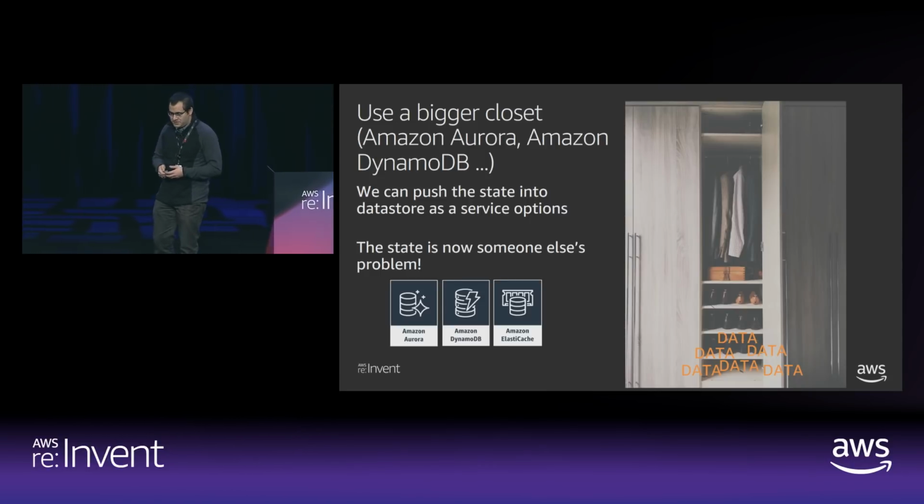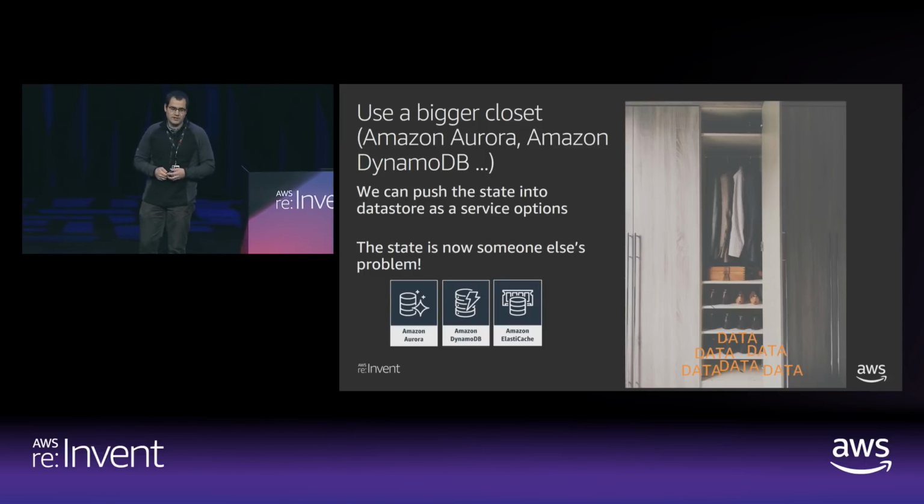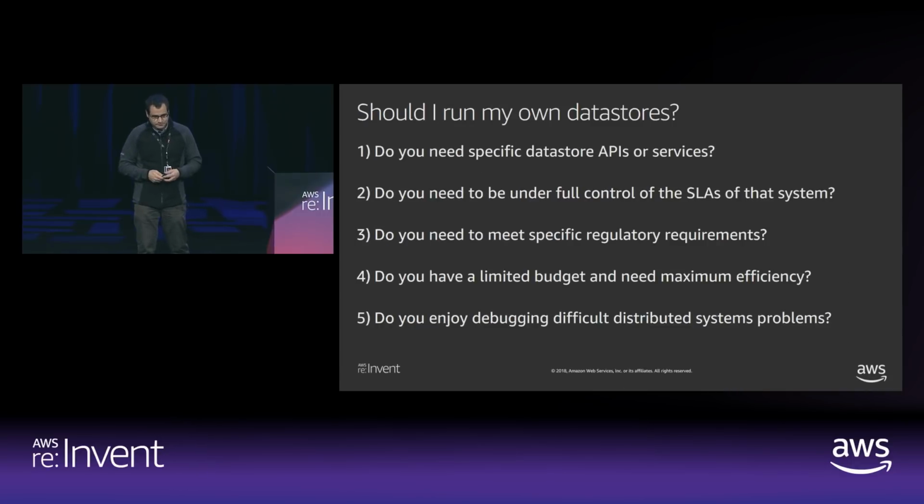So we've talked about how GP2 has trade-offs. There's another option in strategy 0 where we don't manage the state, which is that we can use an even bigger closet. Amazon has a number of really great database as a service options. Netflix absolutely makes use of these. Things like Aurora, DynamoDB, ElastiCache. The state is someone else's problem. They'll pick up the pager. You don't have to. And the only real trade-off is that you have to pay them for it.